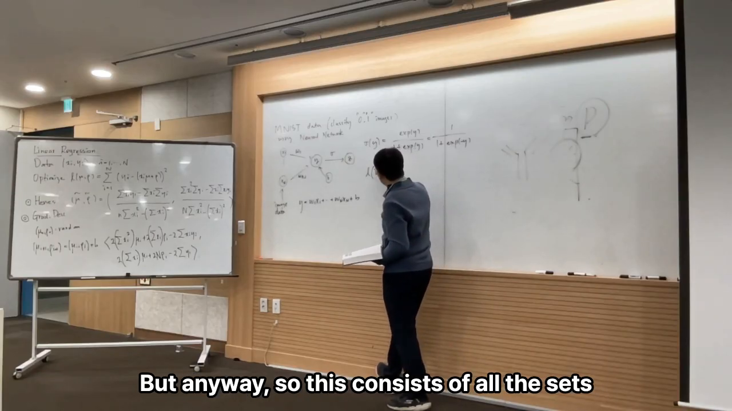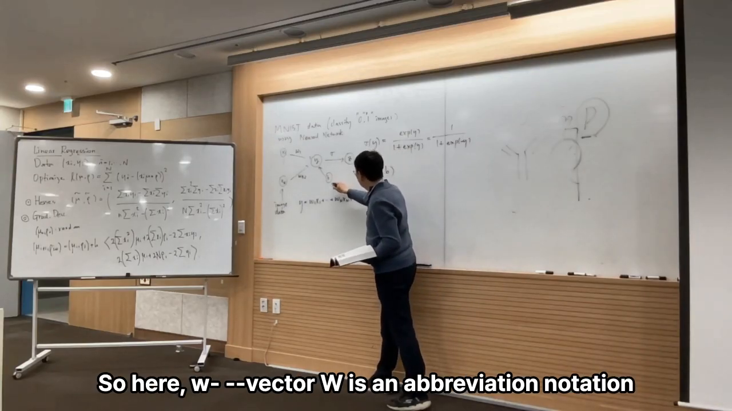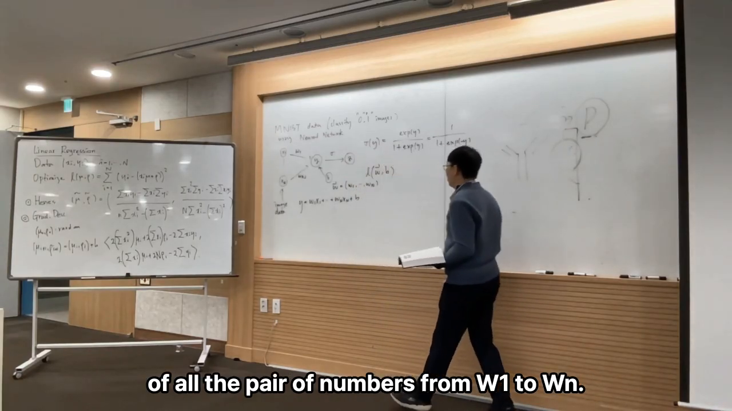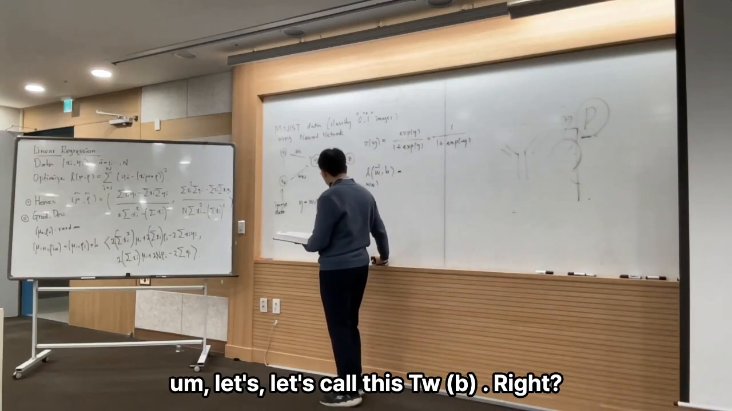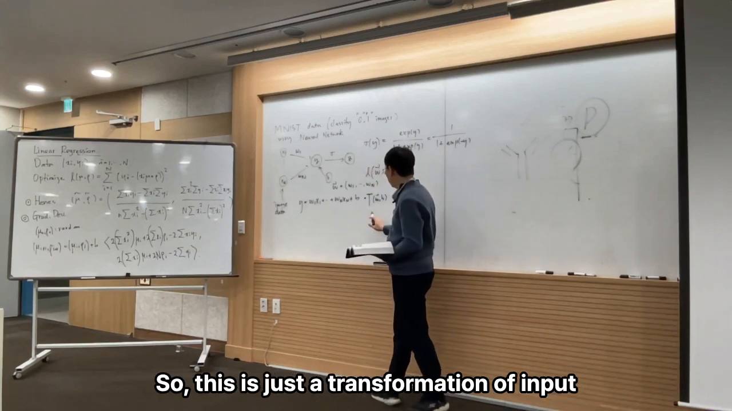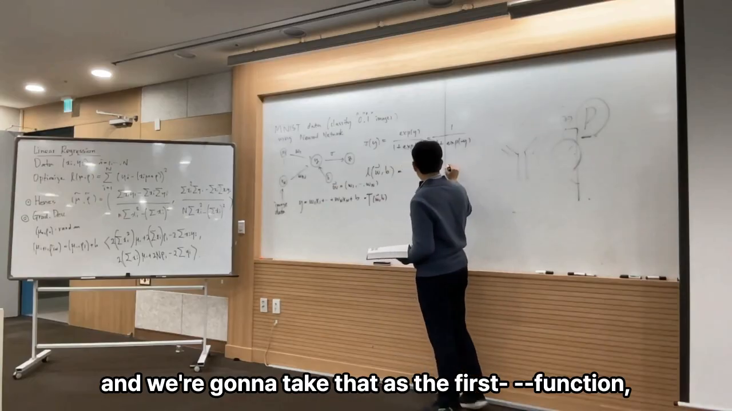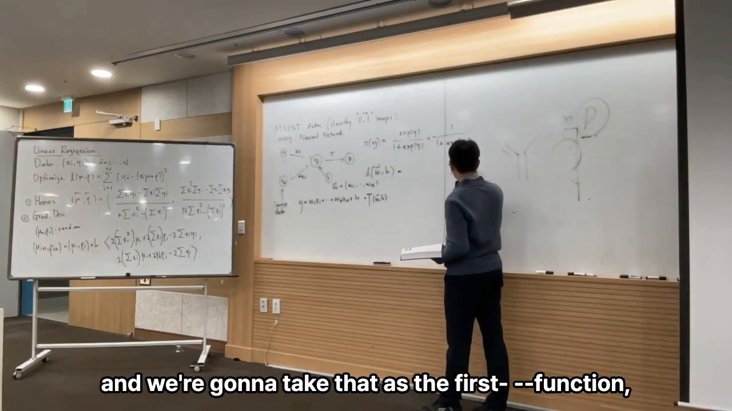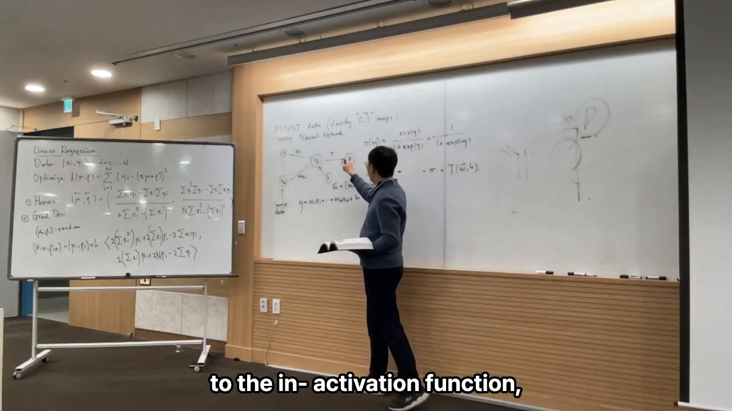But anyway, this consists of all the sets of these wi values and b. Here, vector w is an abbreviated notation for all the pairs of numbers from w1 to wn. First of all, let's call this T(w,b). It's just a transformation of the input neuron to the output neuron y, and we're going to take that as the first function, and then send it to the activation function, and we have z.